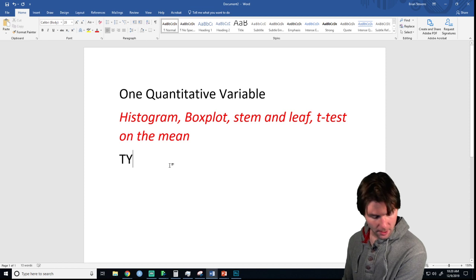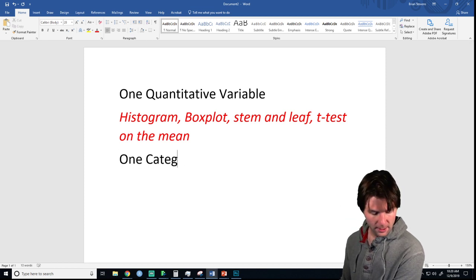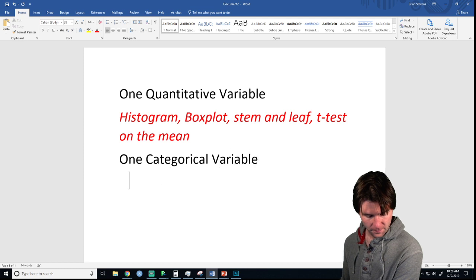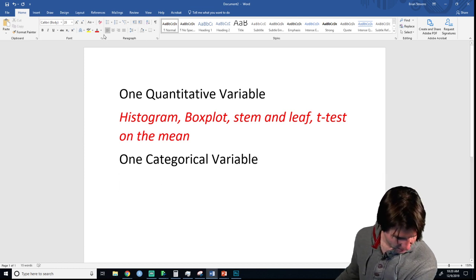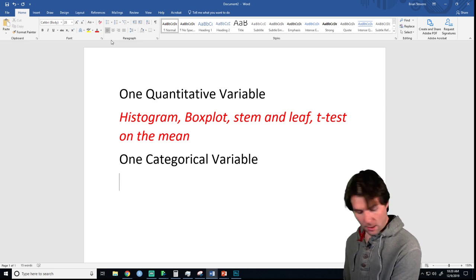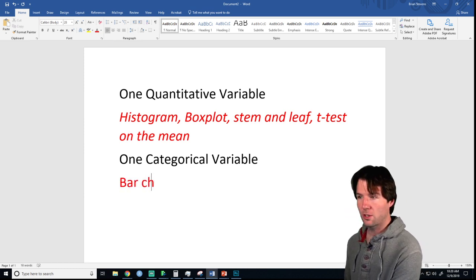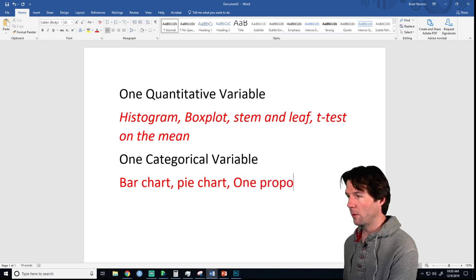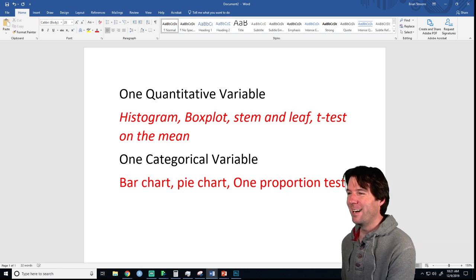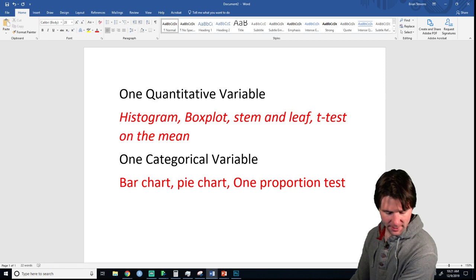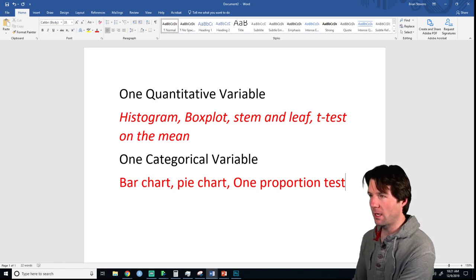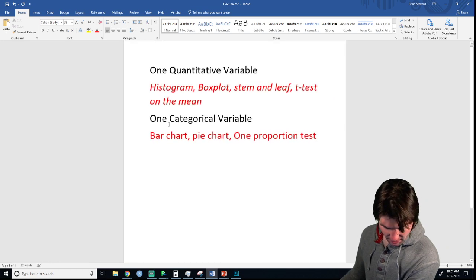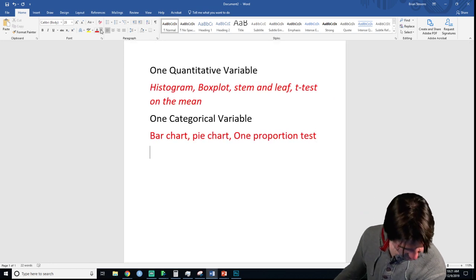Cool. And now let's go here with one categorical variable. Right here you have, and I'll give you guys some example problems of this, a bar chart, a pie chart, and a one proportion test on the proportion. And there's other graphics, I'm sure, but those are the main ones right there. Let me zoom out a little bit and write some more down. This is just a short list of ones off the top of my head.